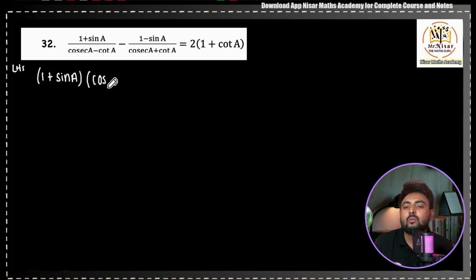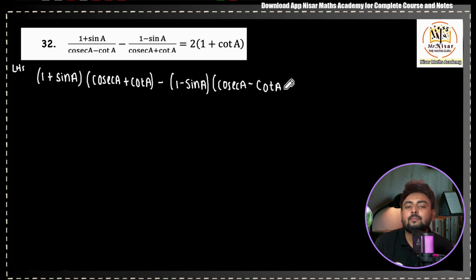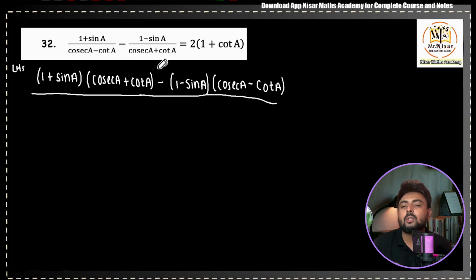into (cosec A plus cot A) minus (1 minus sin A) into (cosec A minus cot A) upon, are you able to see, the same pairs with the opposite sign, (cosec A minus cot A) into (cosec A plus cot A). So it will be A square minus B square.